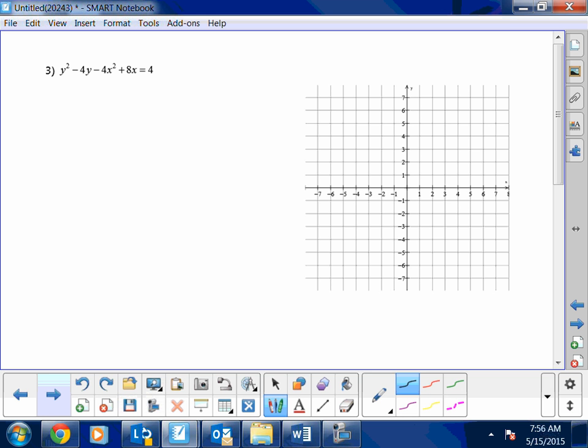Now, I want to point something out to you that's very important. Look at this. That's negative. If it's negative, this type of equation is going to follow a form which is known as a hyperbola. And the reason why I mention that is because a hyperbola has the form y minus k squared minus x minus h squared equal to 1. So you have this kind of format.